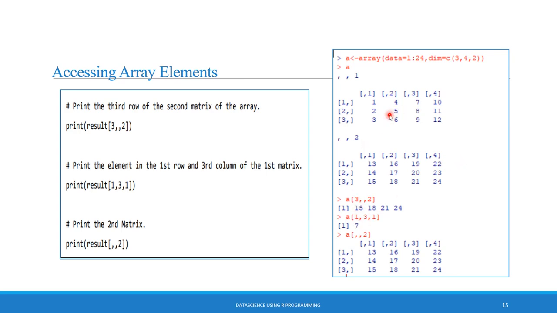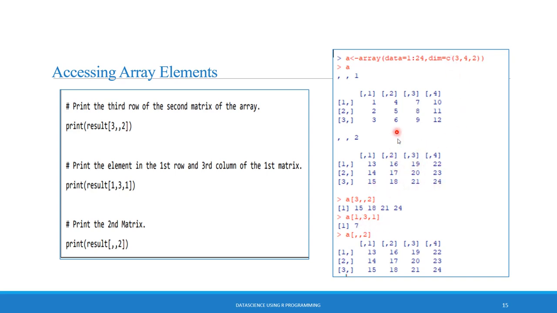In case I want to print the third row of the second matrix, A of 3 comma, and the next term is left empty since I need the third row and all columns of the third row of the second matrix. So 3 comma, blank, comma 2. This will return the third row of the second matrix.